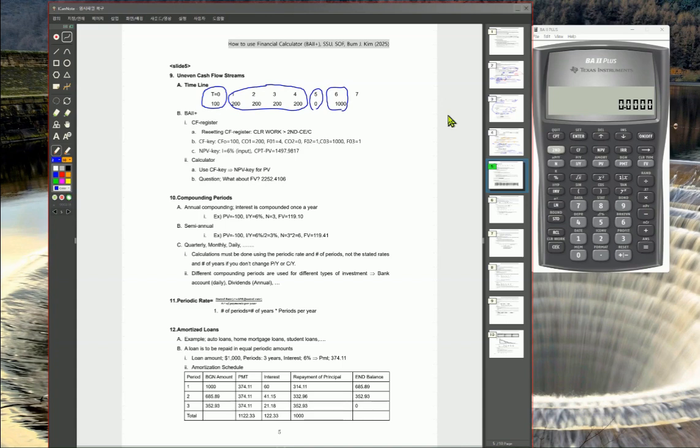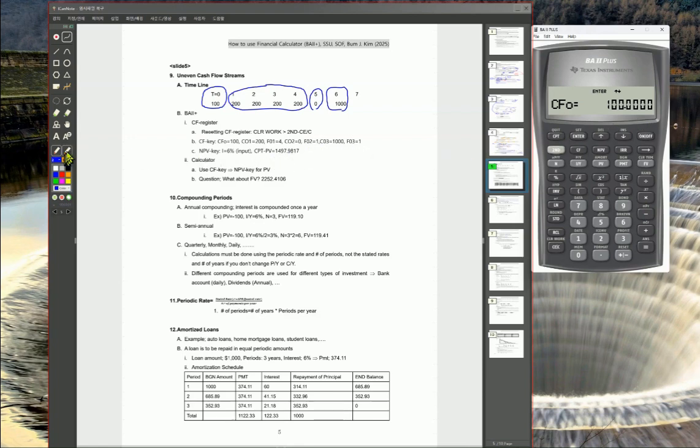Let's go ahead and use the BA2 Plus. We need to go to the cash flow register to register all those cash flows on this timeline. The cash flow key is on the left hand side here. As soon as you hit the CF key, okay, you have a CF0. As you can see from the screen, the cash flow register already contains some cash flows, which may be the information you already used to solve a previous question.